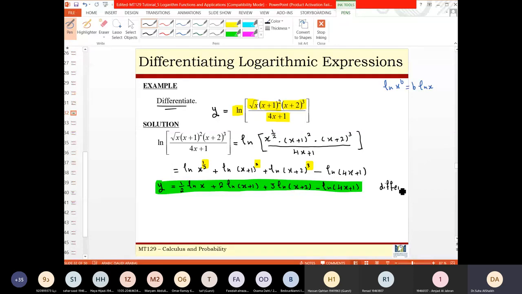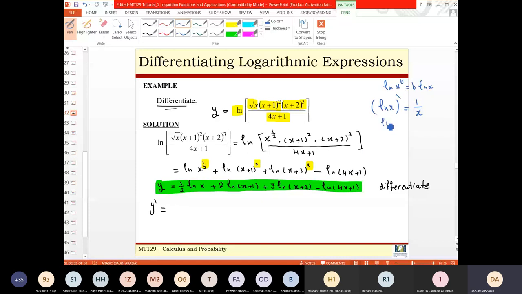Now I'm going to differentiate it. I'll take the derivative of the left hand side and the derivative of the right hand side. The left hand side derivative is y dash, equal to, what's the derivative of half ln x? Do you remember last time? What's the derivative of ln x, guys? Excellent Tala. It's 1 over x. That's correct. The derivative of ln x is 1 over x.